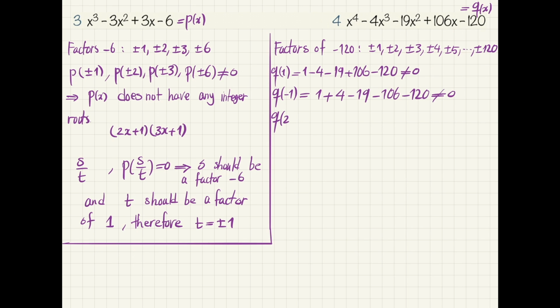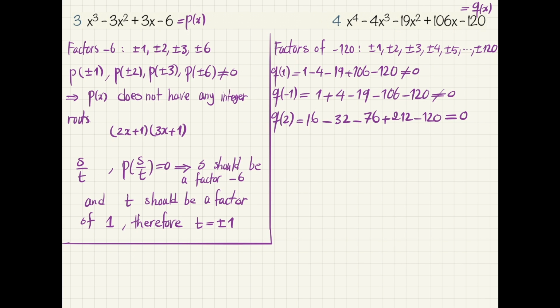Let me calculate q of 2. q of 2 is 16 minus 32 minus 4 times 19, which is 76, and then I have 2 times 106, which is 212, and then I have minus 120. So what is this? It's 0.